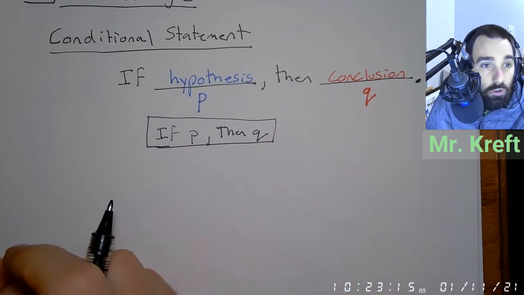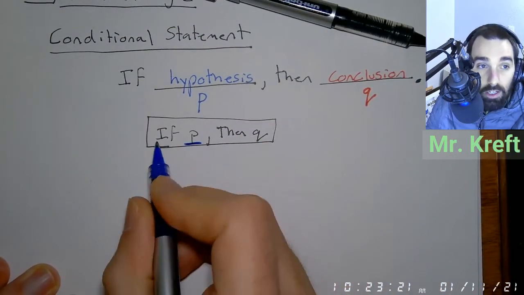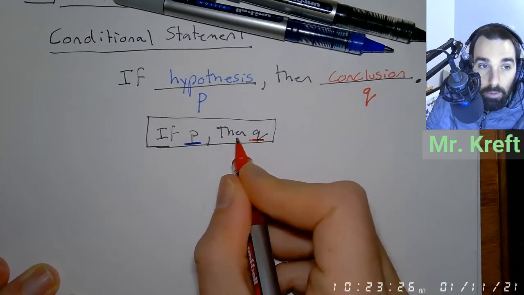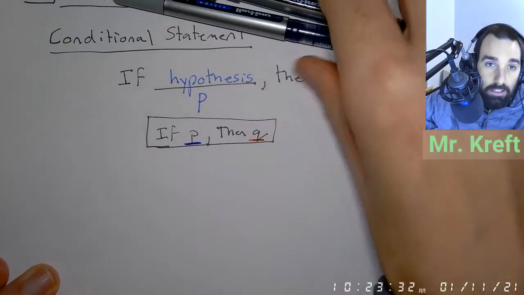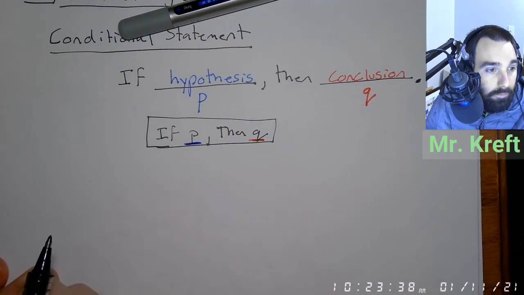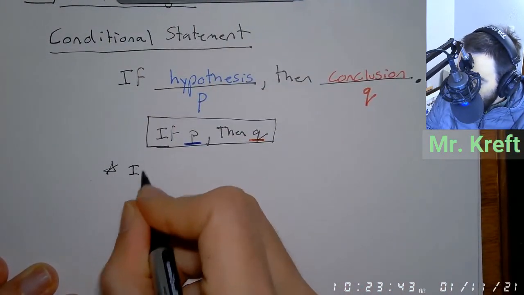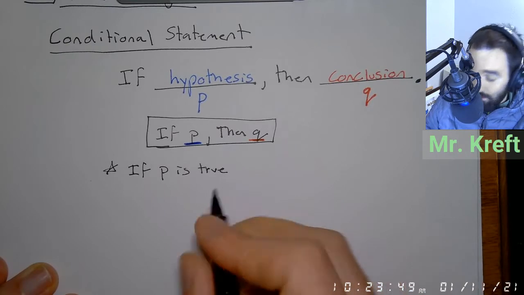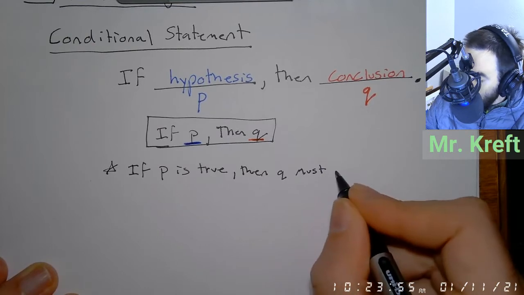If hypothesis, then conclusion. Okay, notice how my hypothesis is by itself. If is not part of the hypothesis, and the conclusion is by itself. It's not part of then. So if and then are always going to be there. It's the P and the Q that are going to change. Okay, so if I have some input, then I have some output. Okay, now important thing to remember here, if P is true, so if P happens, then Q must then be true.